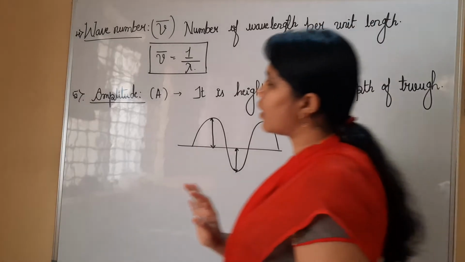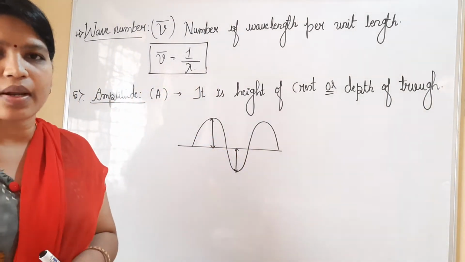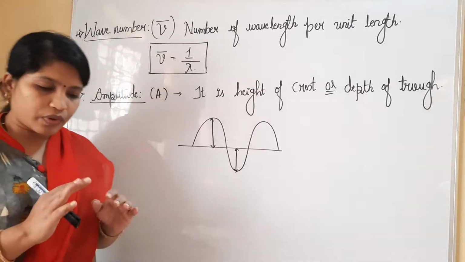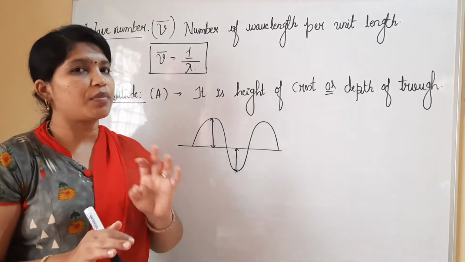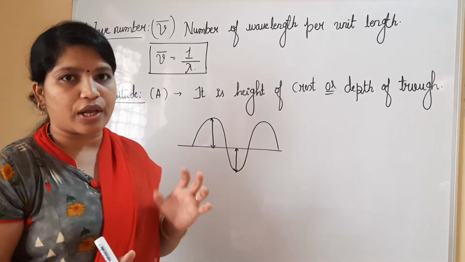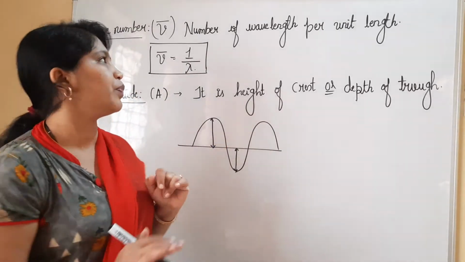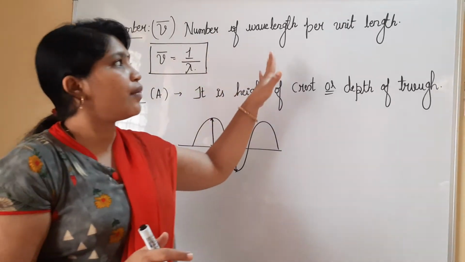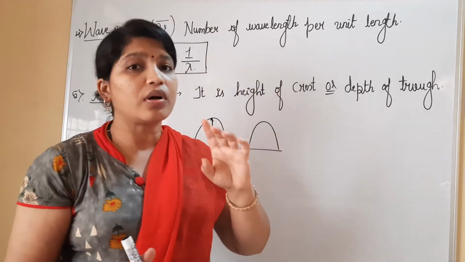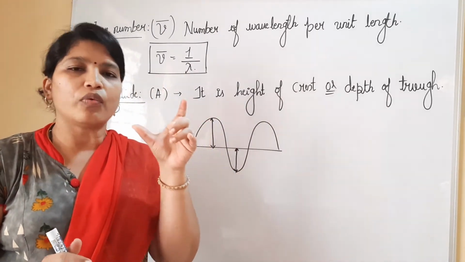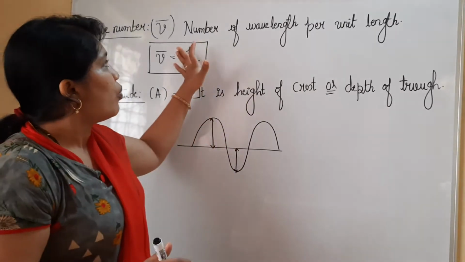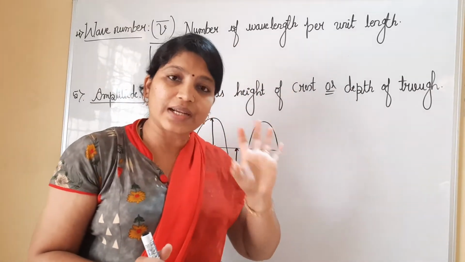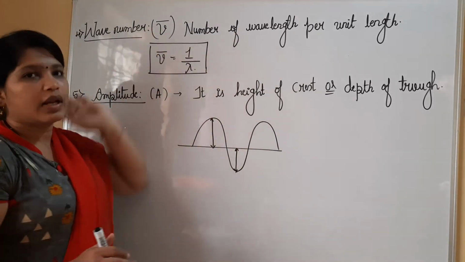Okay dear students, now we understand two more parameters of a wave, that is wave number and amplitude. When you consider wave number, again wave number is inversely proportional to lambda value. Lambda value is nothing but wavelength. See here, wave number is represented as the number of wavelengths per unit length. We fix one length, and the number of wavelengths present in that length is called the wave number.